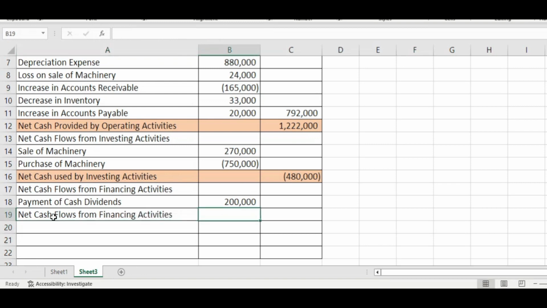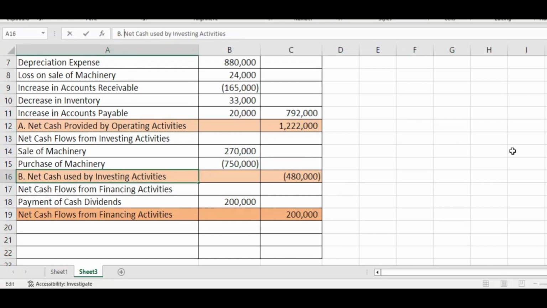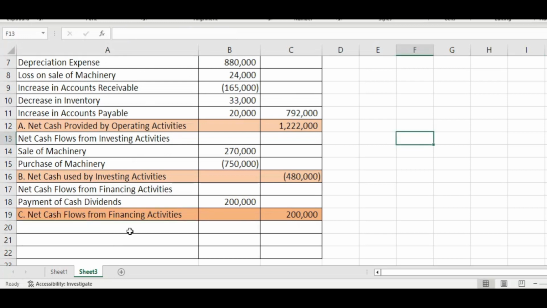There is also an easy technique if we follow changes in current assets and current liabilities for operating activities. Long-term assets will be the investing activities and long-term liabilities will be the financing activities, and some other factors also. So A, B and C, the three parts.